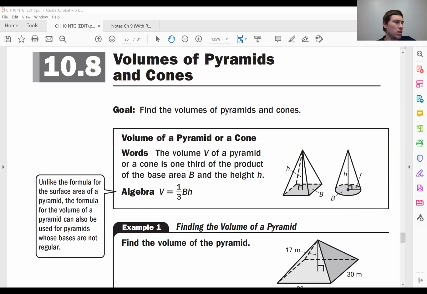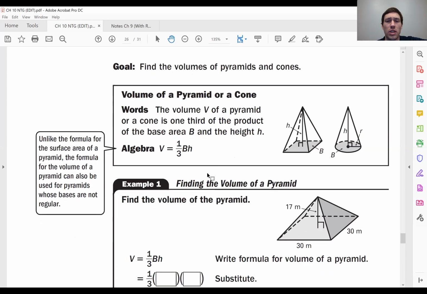Welcome back. This will be the last unit. This is 10.8, volumes of pyramids and cones. So we just did volumes of cylinders and prisms, and now we're going to get to pyramids and cones. So again, it's just more formulas.